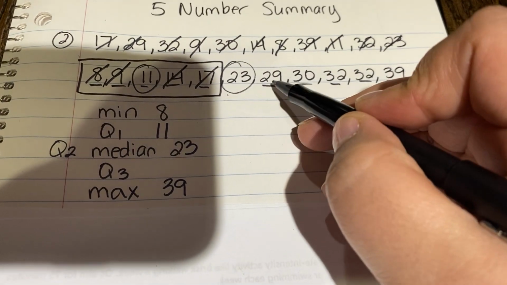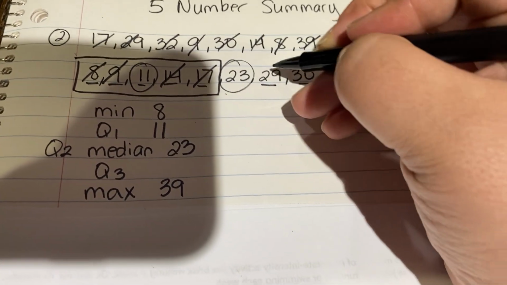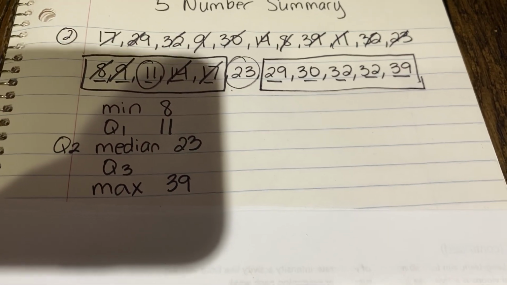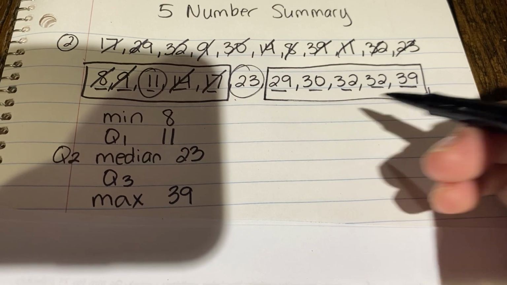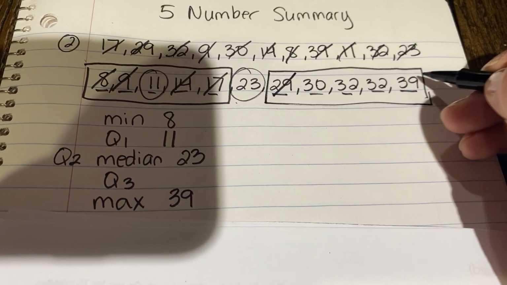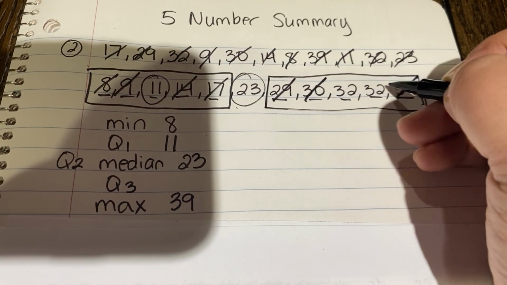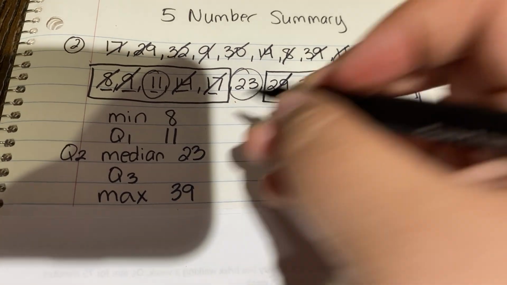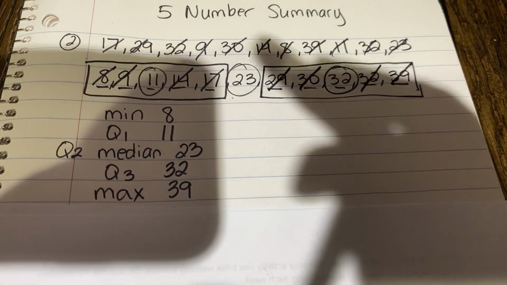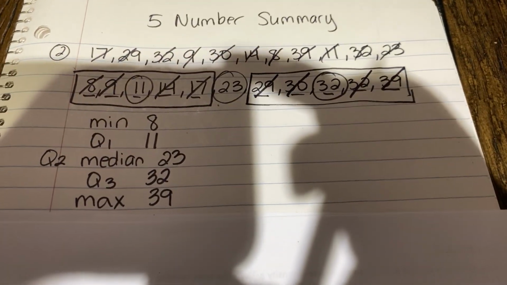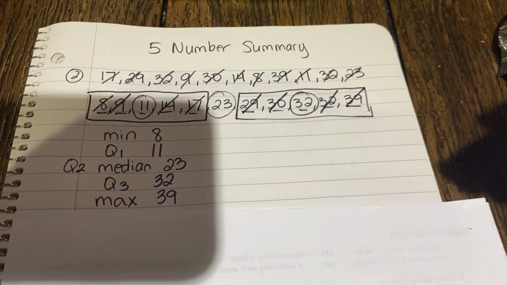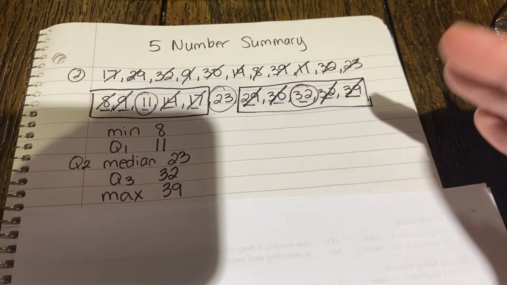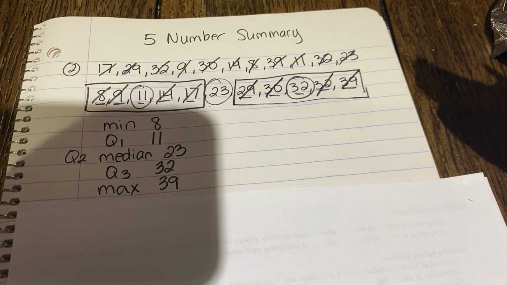And then over here for 29 through 39, which is my upper half of data, that's going to tell me my Q3. So again, we're going to find the number in the middle. 29, 39, 30, 32, and we can see that my Q3 is 32. So again, it's just finding the median of the whole thing, the median of the lower half, and then the median of the upper half. So it's not too tricky.